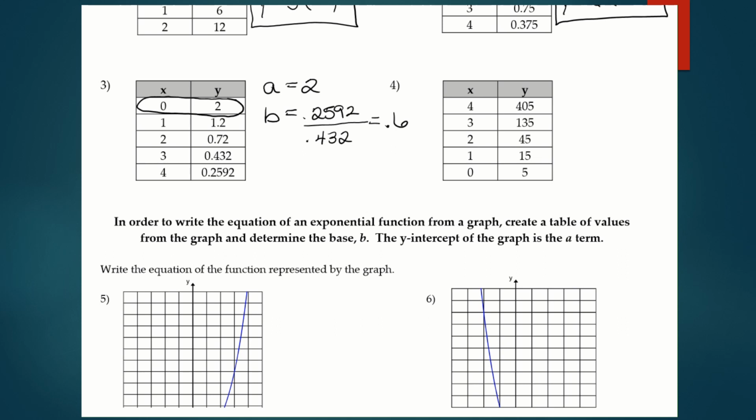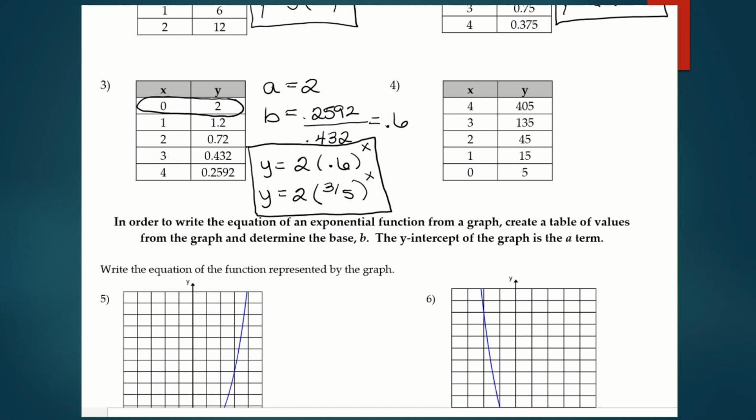So noticing that our common ratio is 0.6, that's our b, I can go ahead and write my equation. So filling in a and b, here's one way we could write the equation. If you wanted to make 0.6 into a fraction, you can do that as well. So we could say y equals 2 times, let's see, 0.6 as a fraction is 3/5. So either one of these would work.